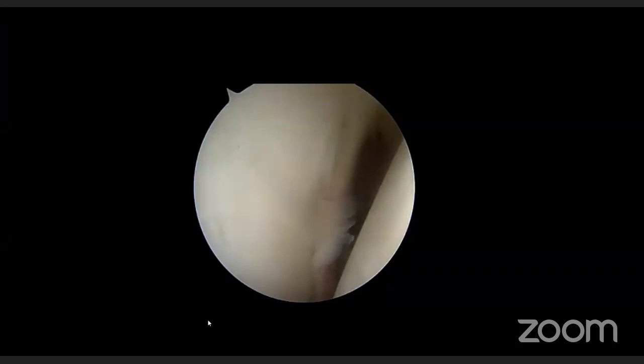Now, what is a rotator cuff? This is one of the commonest questions being asked in fellowship examination. So let's see what this rotator cuff is all about.